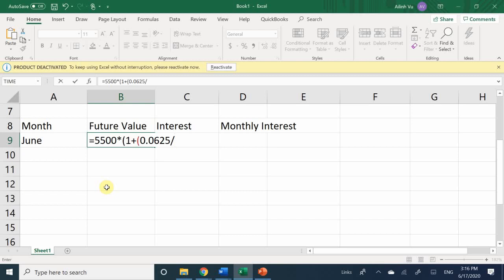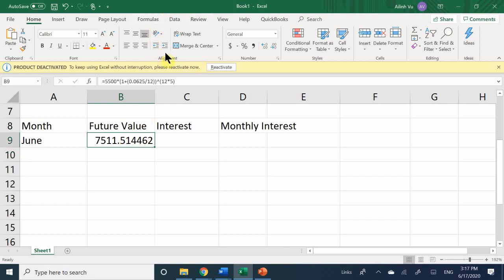How many times am I getting compounded? Monthly. 12. Yes, 12 times in a year. Okay. And how long is my bank loan for? What's my time? 5 years. Yes, 5 years. Okay. So once I've done that, I'm going to get a total of this amount right here, which we've already solved from above.